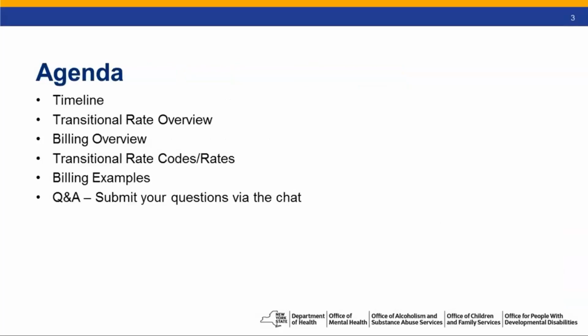Okay, good afternoon. We're just going to start with the agenda, and we're going to go through a quick timeline. And again, I want to reiterate what was already said, that this timeline is as of today. Transitional rate overview, billing overview, transitional rate codes and rates, and billing examples. I think I'm a visual person and examples help. And then we'll do a quick Q&A.